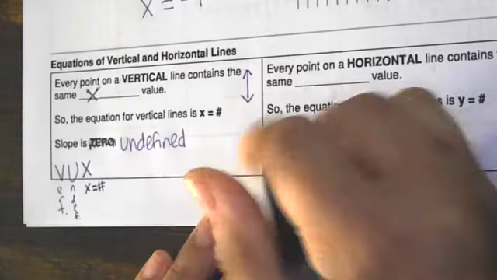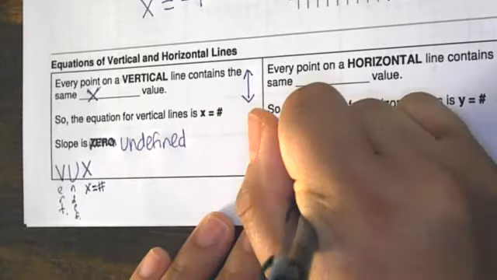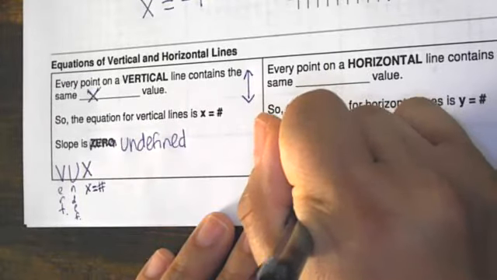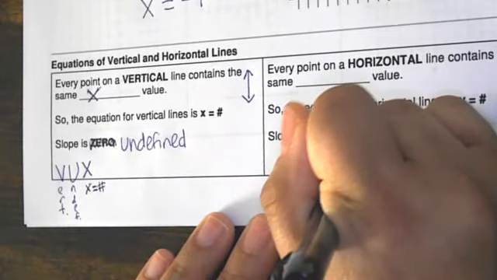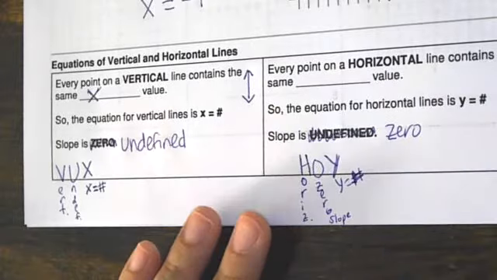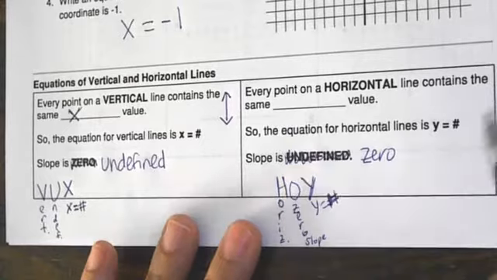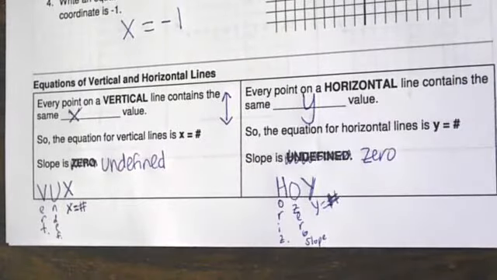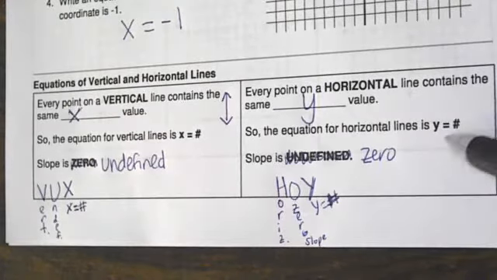So HOY here is another way to help you remember. H stands for horizontal. O is actually a 0. It's a 0 slope. And then the y is going to be y equals a number for the equation. Always y equals. All right, and this one, when it says every point on a horizontal line contains the same, this should be y value this time. And the equation for all horizontal lines is y equals a number. Again, that number could be positive, negative, or 0 even.